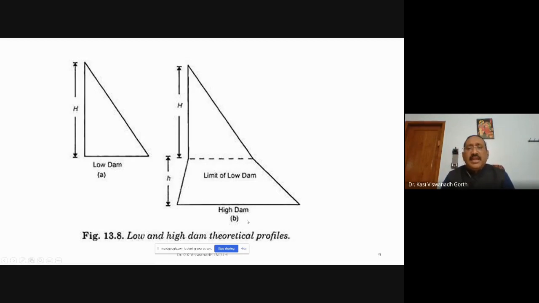So it becomes a high dam. This is the limit of the low dam section, and as you increase more and more base width and more and more depth of the dam, then it becomes a high dam. How much more is it? We analyze this now.